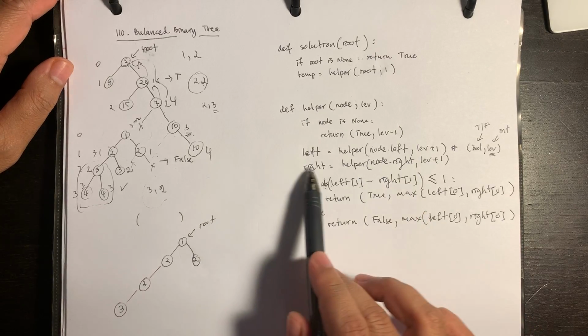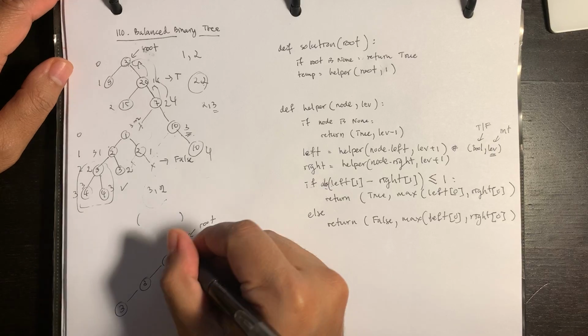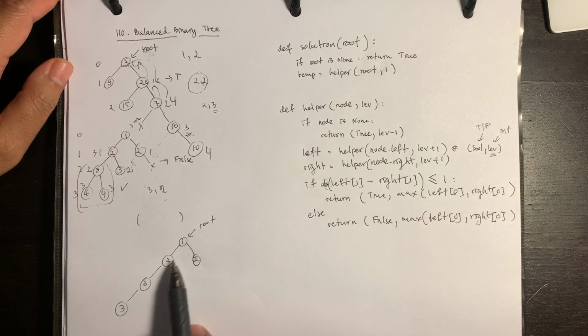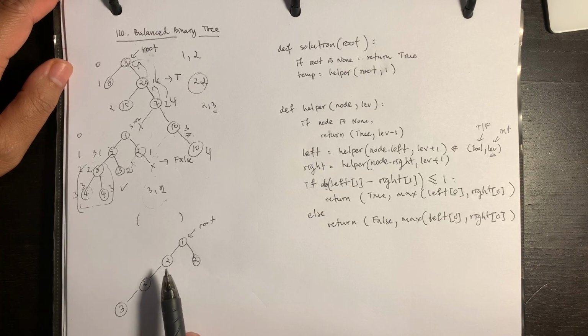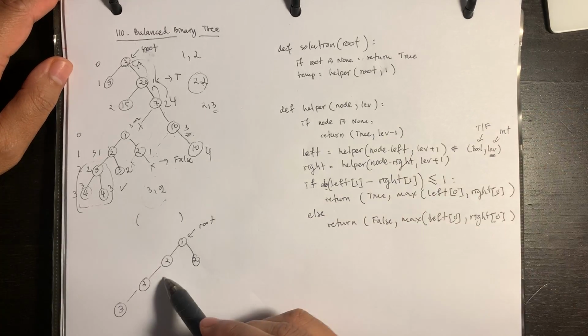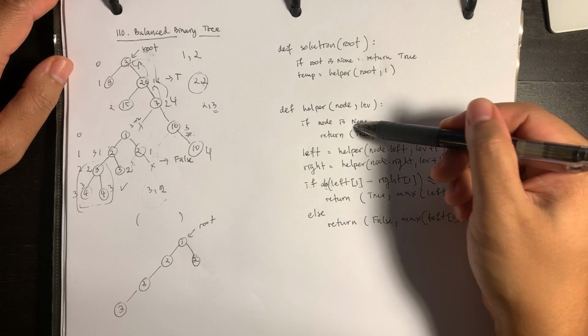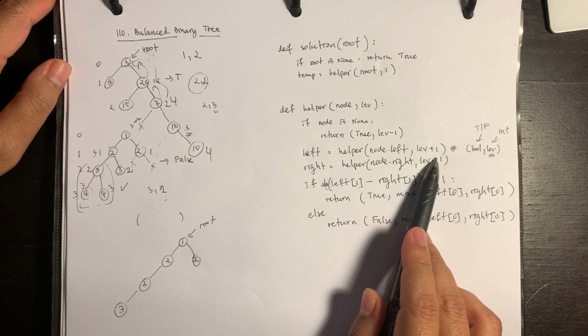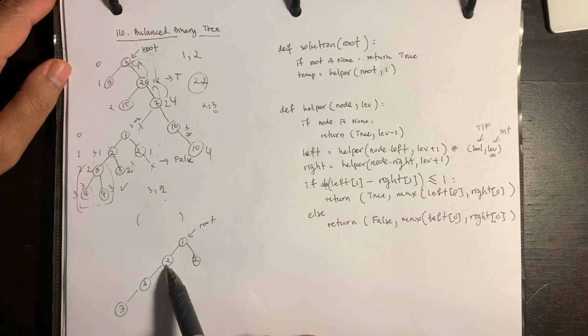Node is not None, so it calls left. It traverses through left, which is this node, right here, 2. So 2 is not None. Now it calls again, so from 1 to 2 it passes.